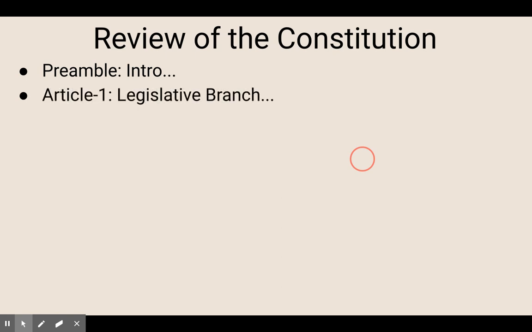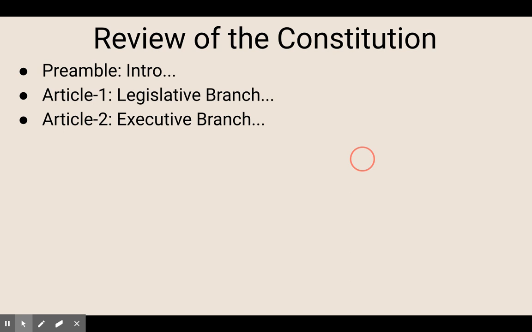And then the longest article is the first one, Article 1, and it lays out the powers and the proper names of and the qualifications for serving in the United States legislative branch, which of course we call Congress in our country. And Congress is divided into two parts, the House of Representatives and the Senate, right? And so in Article 1, you'd find all the different pieces of the puzzle as to what Congress is legally allowed to do. Okay, Article 2 is all about the executive branch.